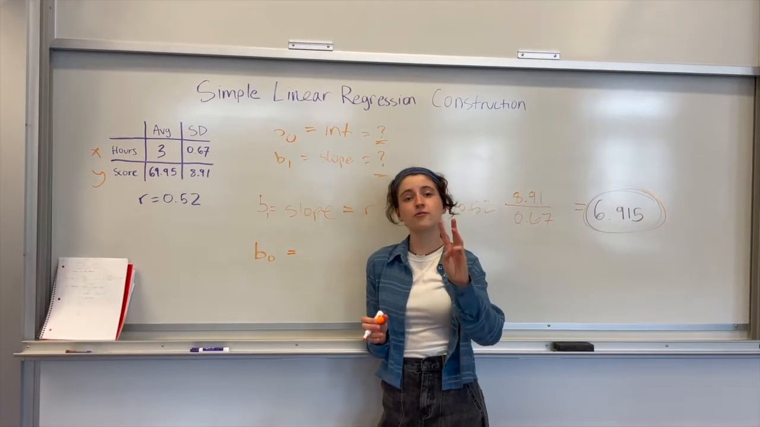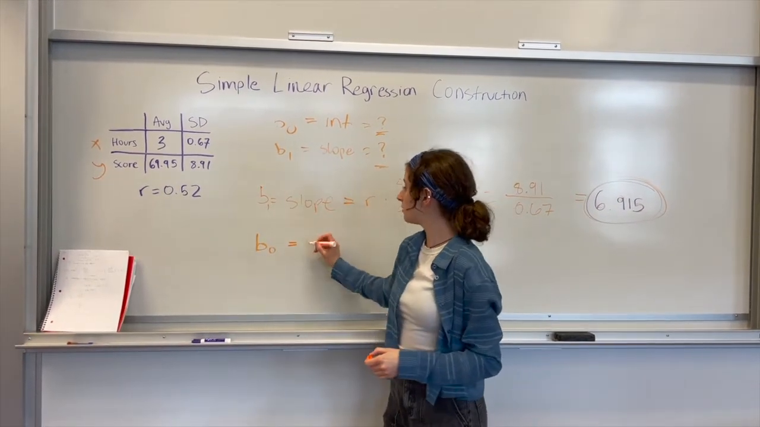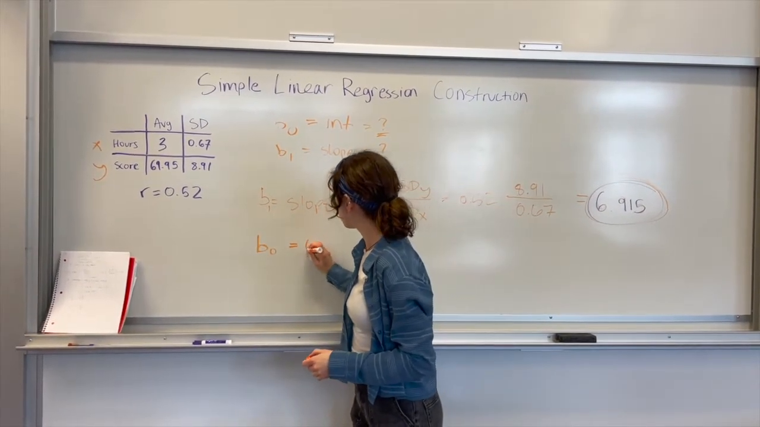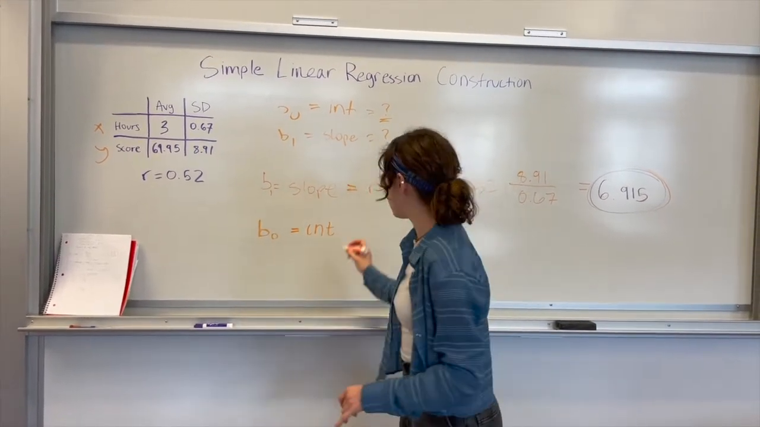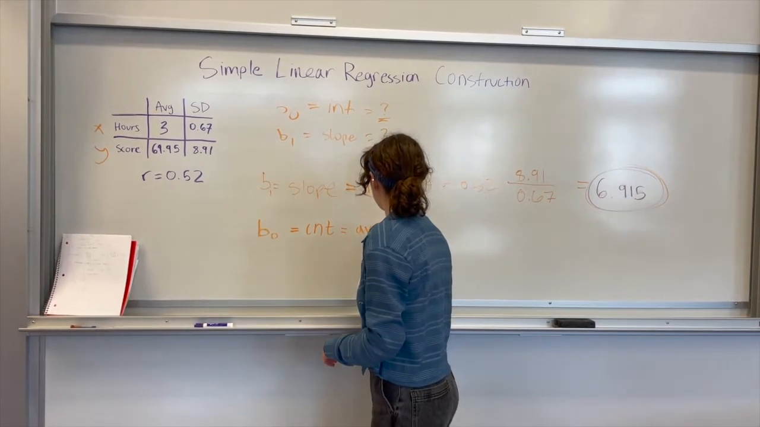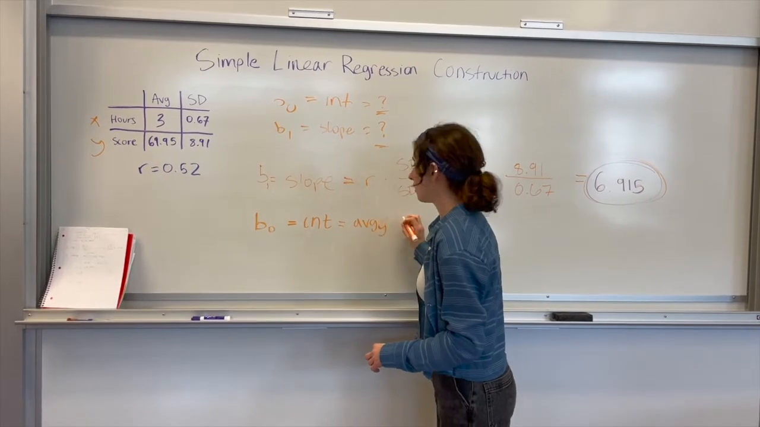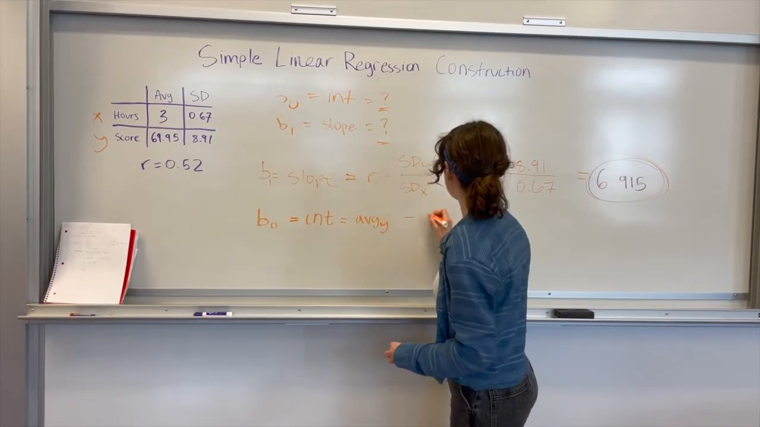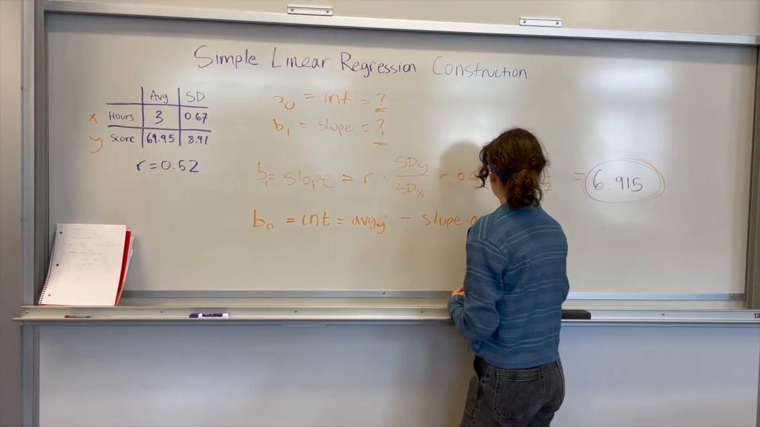And for the third and final part of this question, you're finding your intercept. You're finding your b0. So this is your intercept, and the equation they gave you to find this is you take your average for y, and then you subtract the slope times your average for x.